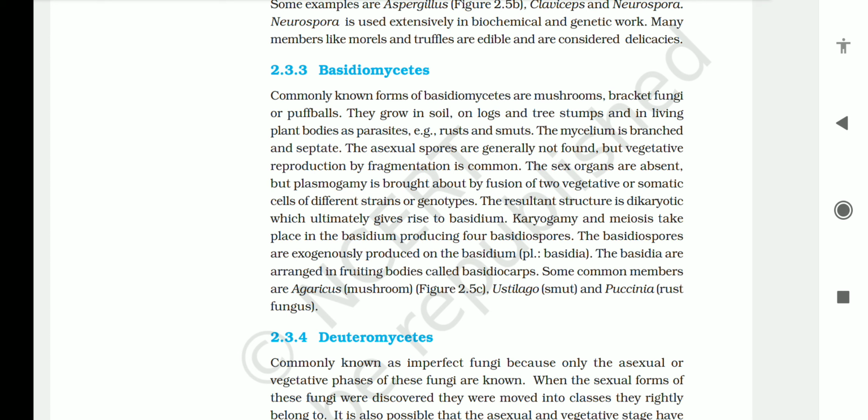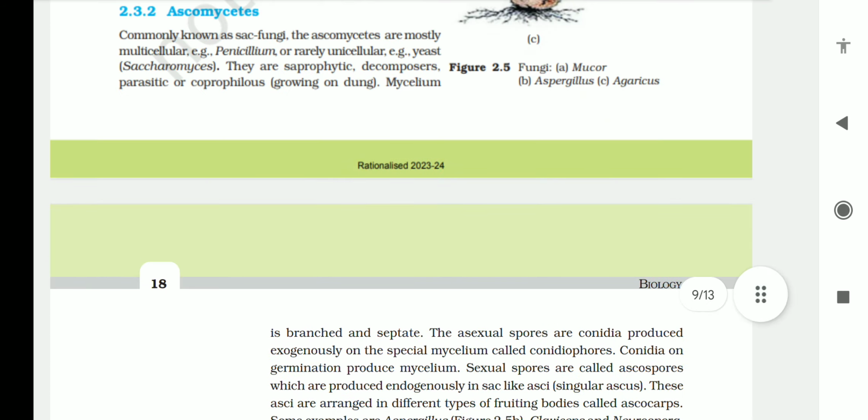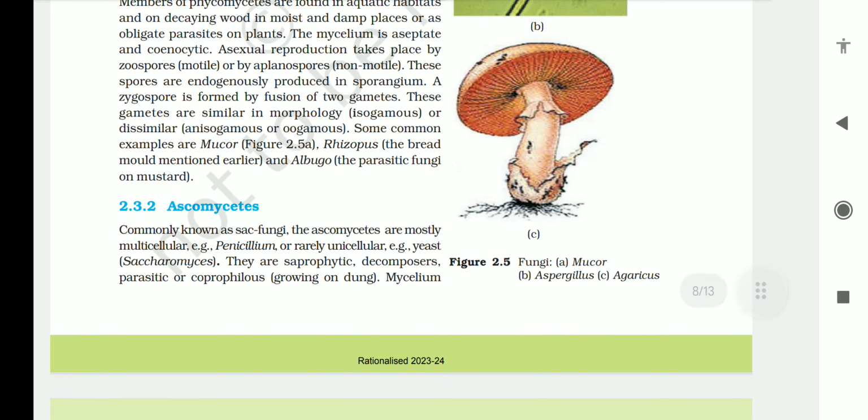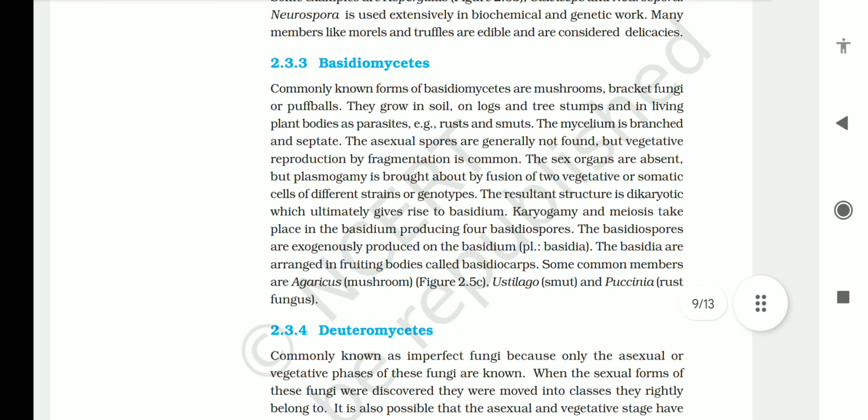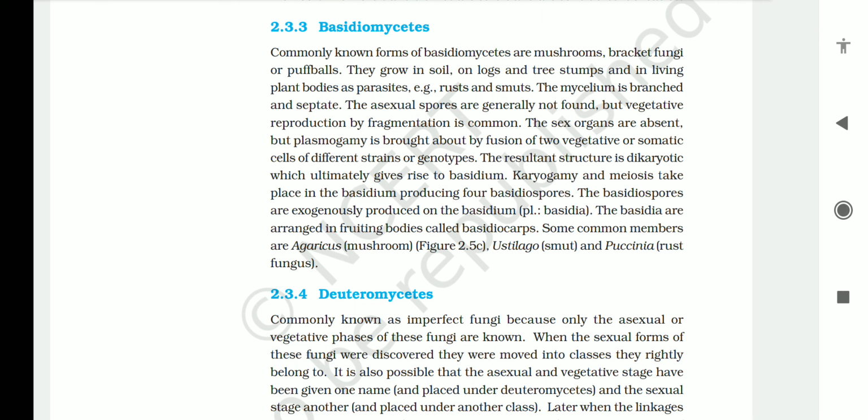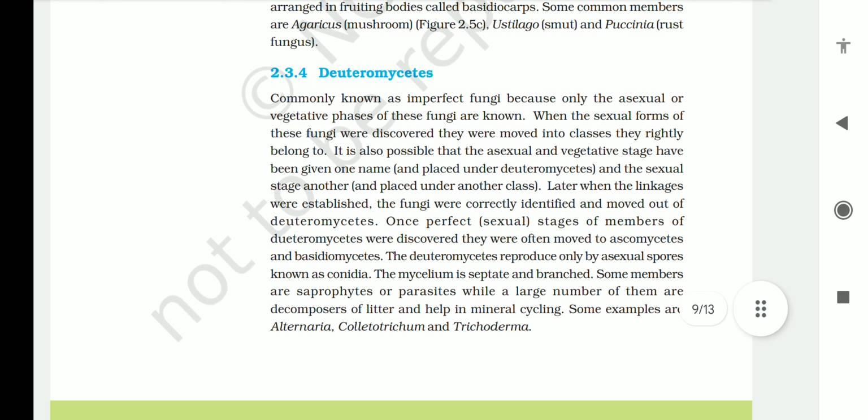Some common members are Agaricus, that is mushroom. You can see them in figure 2.5c. Then Ustilago, that is smut, and Puccinia, that is rust fungus. 2.3.4 Deuteromycetes, commonly known as imperfect fungi because only the asexual or vegetative phases of this fungi are known. When the sexual forms of these fungi were discovered, they were moved into classes they rightly belong to.